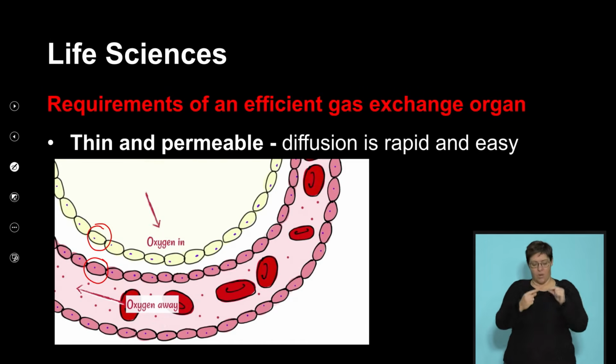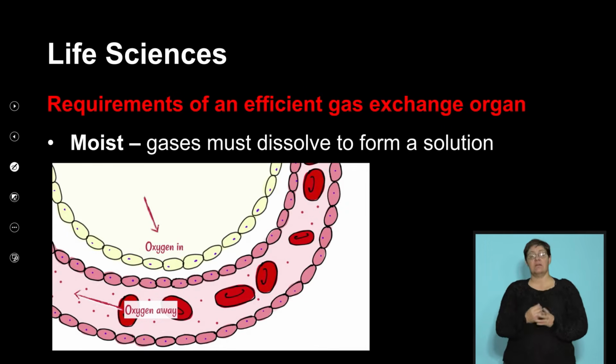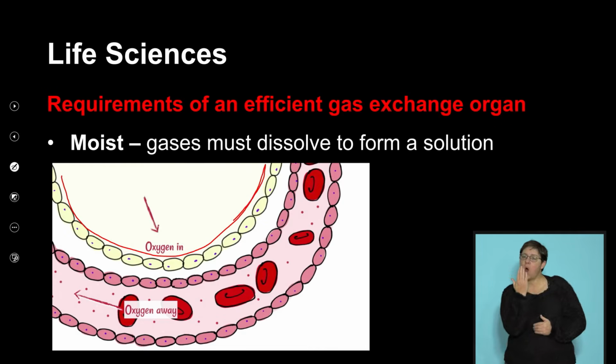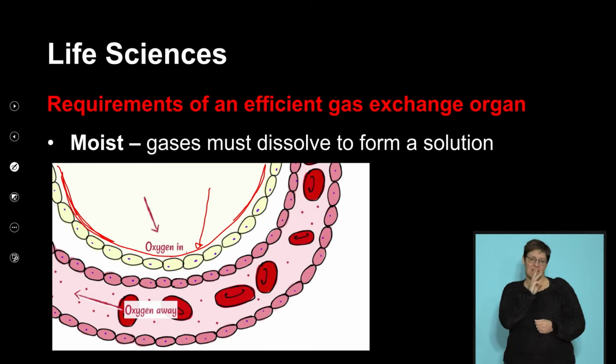We're going to keep this in mind because we're going to come back when we look particularly at the lungs. Number three: must be moist. Guys, ever gone to a window and breathed out onto it? It's nice and moist. The reason why is lots of water, like water vapor in your lungs. Because what's going to happen? Oxygen must dissolve into the water to form a solution, and then it pops into the blood.